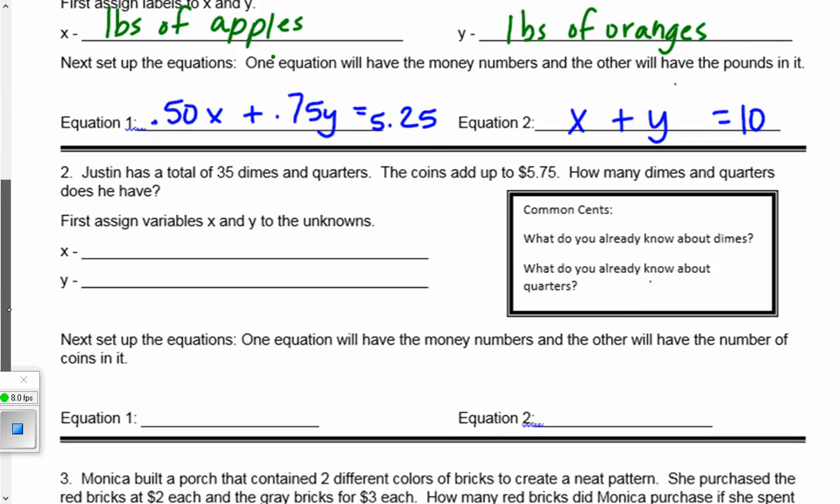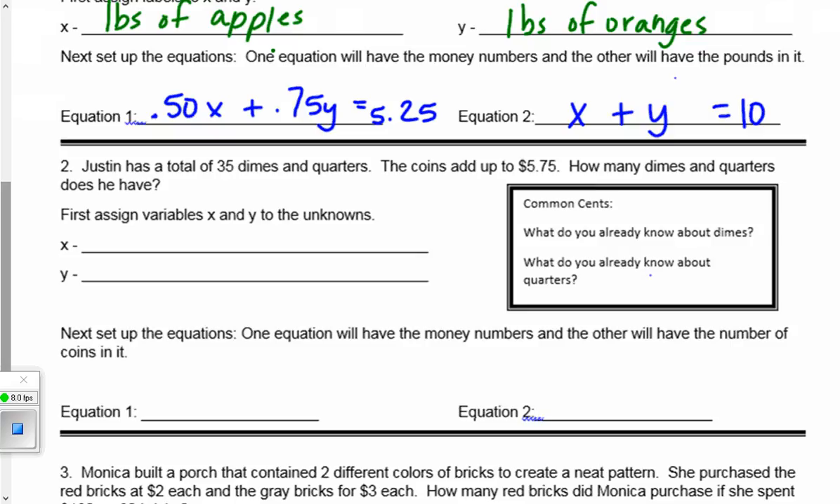So let's look at the next one. Justin has a total of 35 dimes and quarters, so 35 coins total. The coins add up to $5.75. How many dimes and quarters does he have? Well, again, we're first going to define the variables. So the question is, how many dimes and quarters does he have? So X, I'm going to say, is the number of dimes, and Y is the number of quarters.